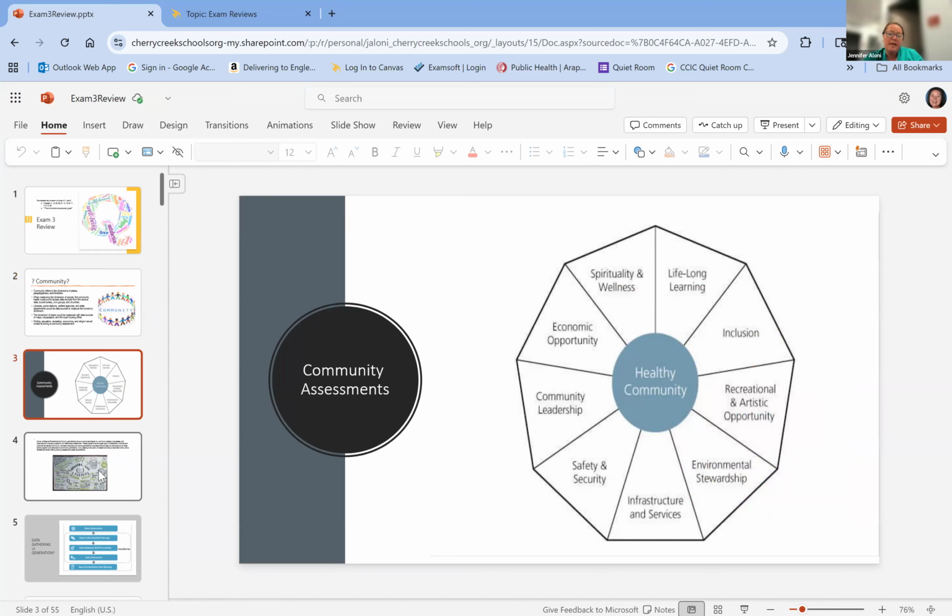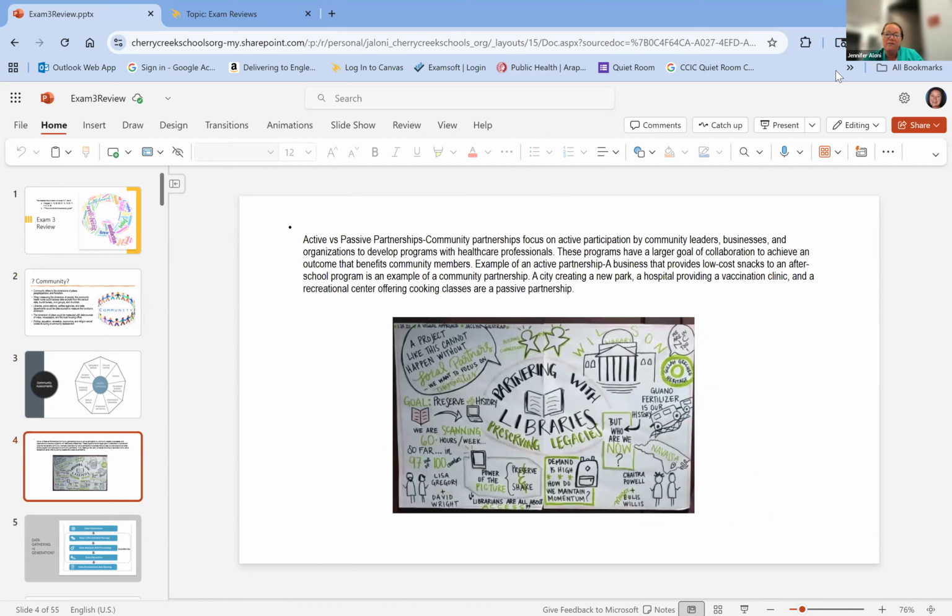Okay. We continue on to look at our active versus passive community partnerships. And so just like everything, active means that something's being done, and passive means something's not being actively done. So if we have a community business that provides low cost snacks to an after school program, that's going to be an active partnership because it's doing something specifically to help the community, and they really want to have an outcome that will benefit the community members.